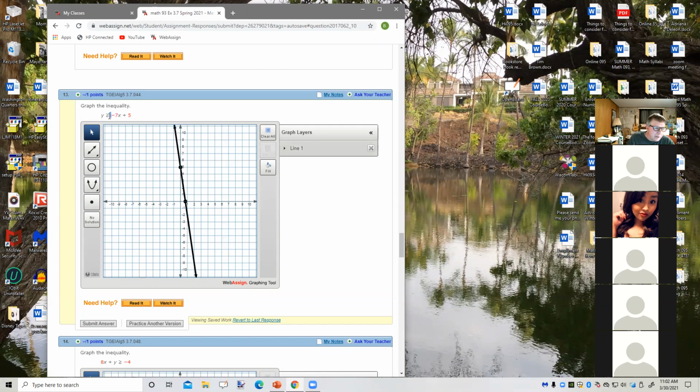My inequality is greater than or equal to. So should my line be solid or dashed? Solid. Good. So now all I need to do is figure out which of the two sides of the line it should be on. Again, 0, 0 is always a great point to use as a checkpoint unless it's on the line and then you have to pick something else. So I'm going to pick 0, 0.